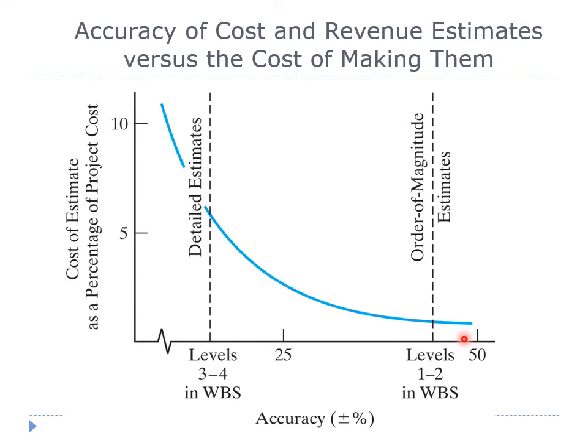The general relationship of the level of detail, the accuracy of the estimates, and the cost of performing the estimates is shown here. As estimates become more and more detailed and more accurate in these directions, the cost of performing the estimates increases dramatically. This illustrates the idea that cost and revenue estimates should be prepared with full recognition of how accurate a particular study requires them to be.